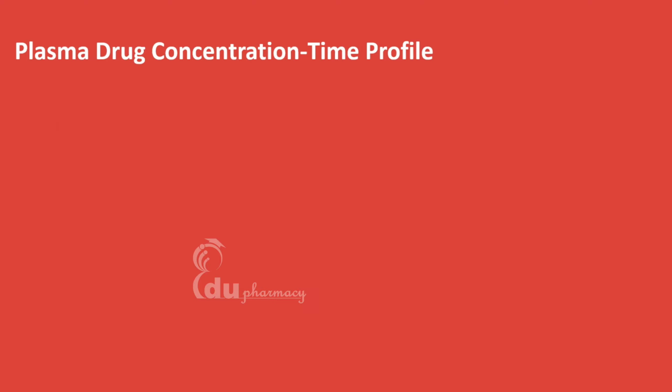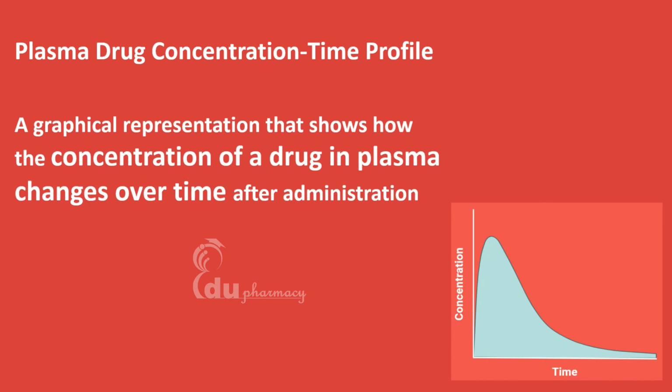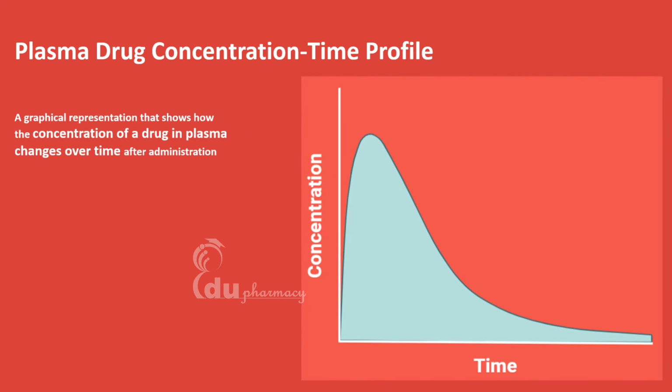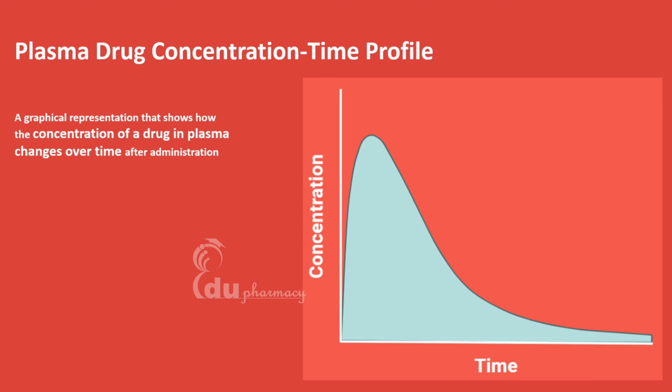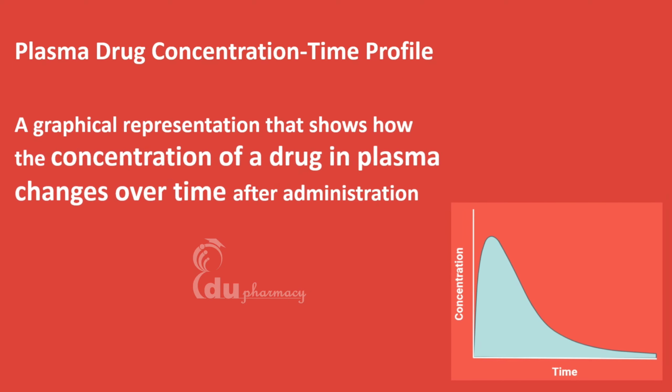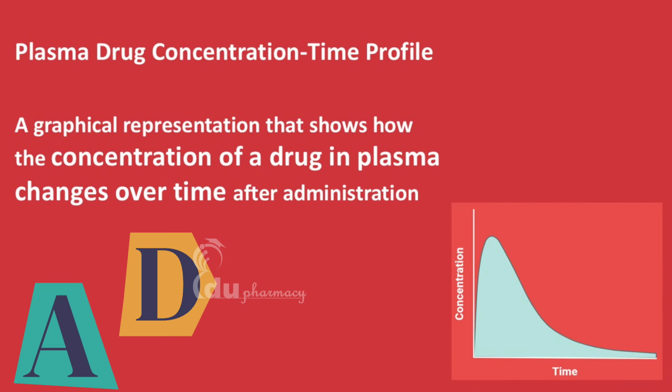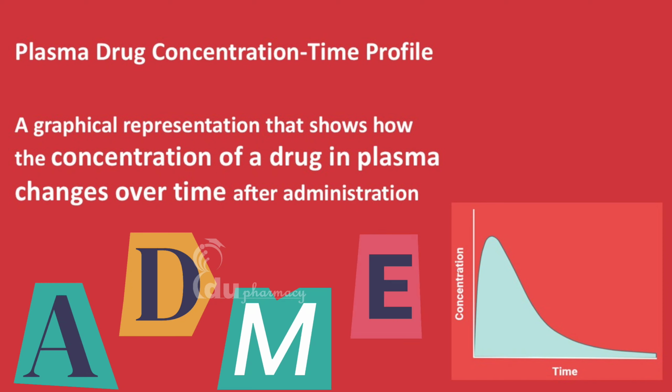What is the plasma drug concentration time profile? The plasma drug concentration time profile is a graphical representation that illustrates how the concentration of a drug in the bloodstream changes after administration. It provides valuable insights into drug absorption, distribution, metabolism, and elimination, collectively known as ADME.